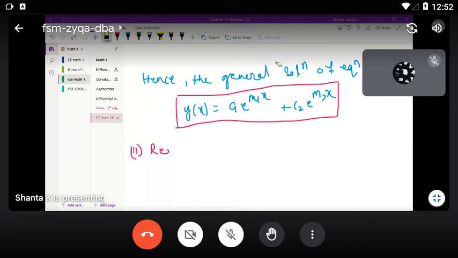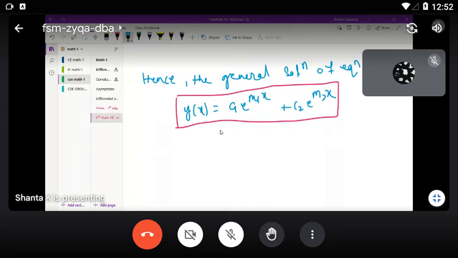I did not understand the constant part. So, for any value of C1, C2, it's a general solution, not a particular solution. We are finding the general solution. So for any value of C1, C2, they will be the solutions of that differential equation.